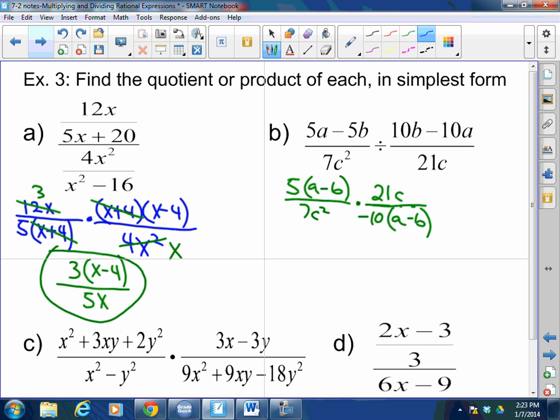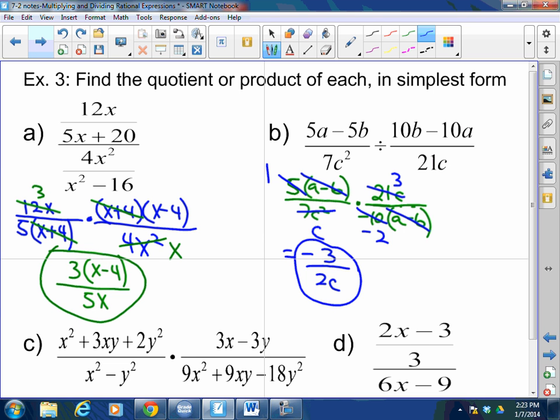7c goes into 7c squared how many times? C times. 7c goes into 21c 3 times. 5 goes into 5 1 time. 5 goes into negative 10 negative 2 times. A minus b goes bye-bye with a minus b. So my answer? 3. No, negative 2c. Negative 3 over 2c.